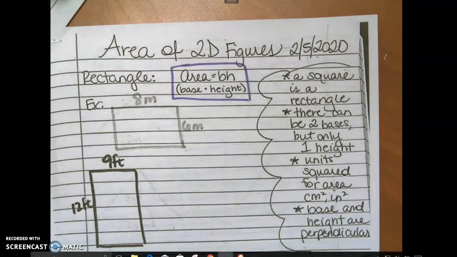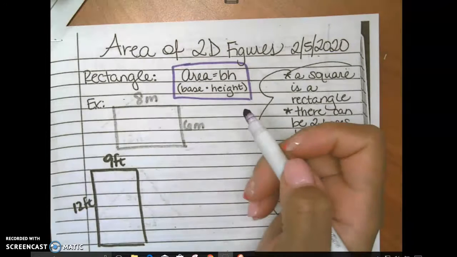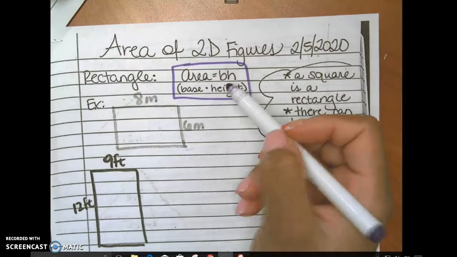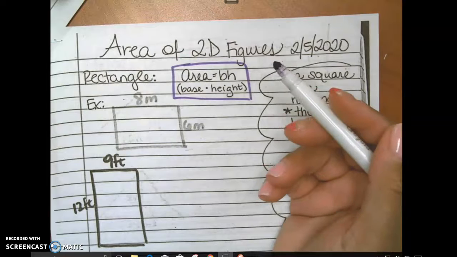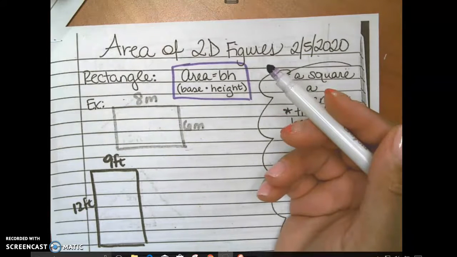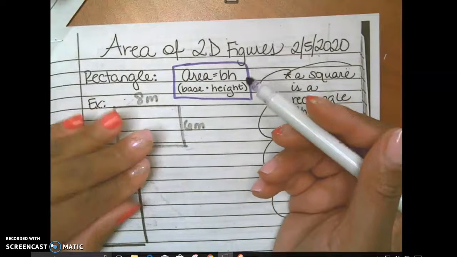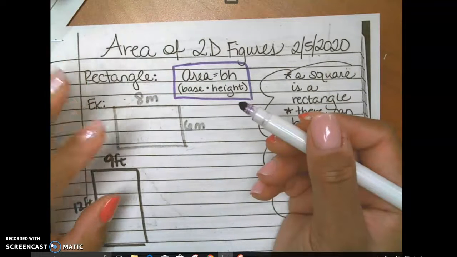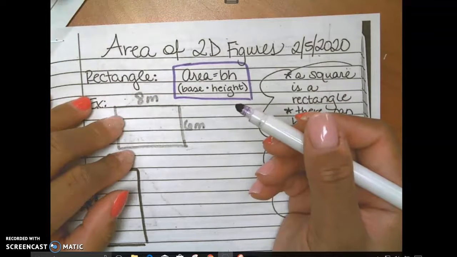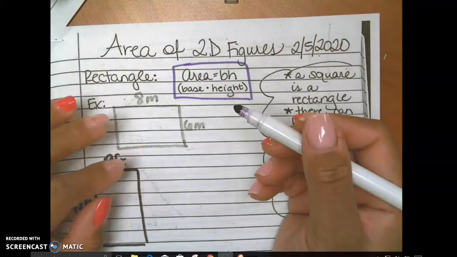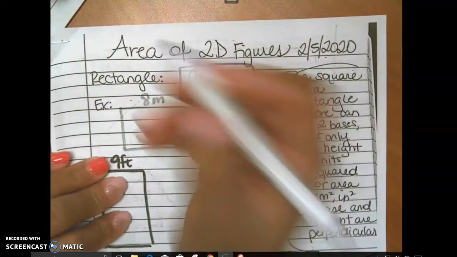So for starters, this is easy. This is a review from elementary school. An area of a rectangle is found by base times height, length times width, same thing. Now, the reason why we stick to base times height in 7th grade is because when we move on to the volume formula, we're going to have a base and a height of the three-dimensional figure.